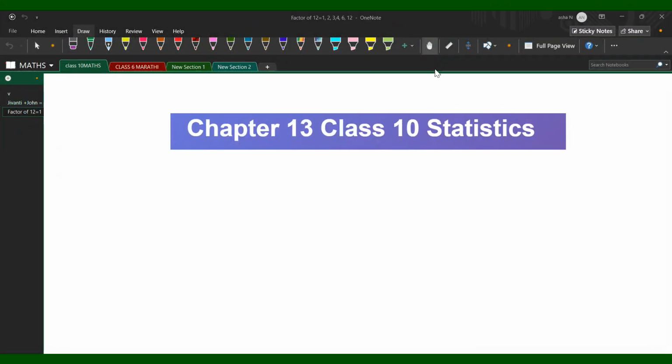Okay, so we will be starting with exercises. There will be three exercises: 13.1, 13.2, and 13.3. There are three main concepts in these three exercises: mean, median, and mode. So let's get started directly with the exercise, the first one.